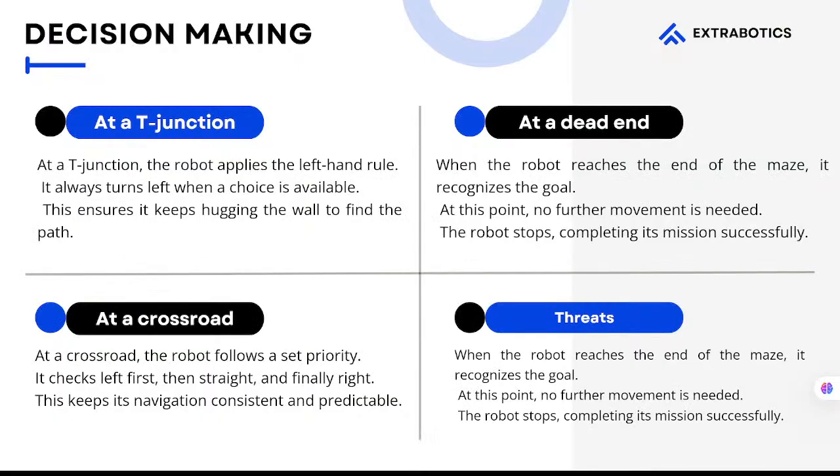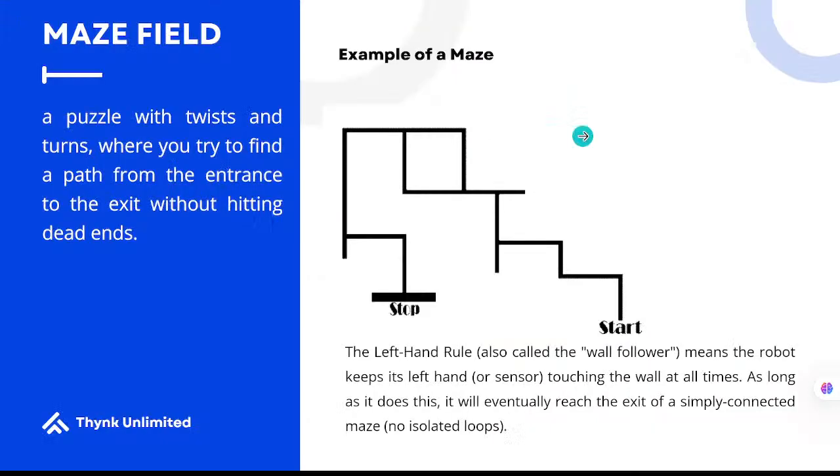When the robot reaches the end of the maze, it recognizes the goal. At this point, no further movement is needed. The robot stops, completing its mission successfully. So if your robot still continues to move, then you lose. So yeah, let's continue now. This is a very simple example of a maze, but this is not what we'll have on the day of the competition. Let me show you what we are going to have.